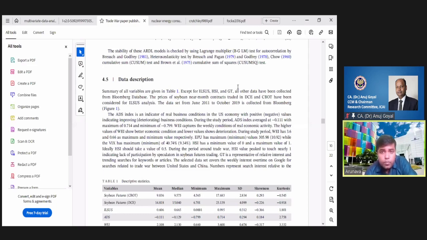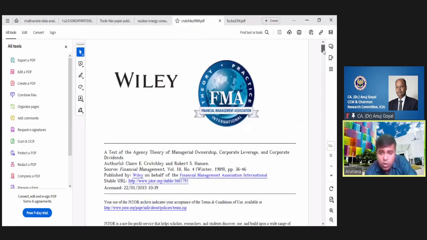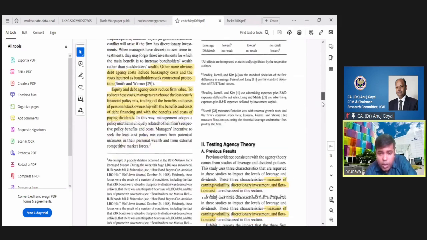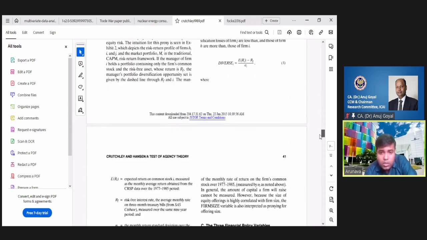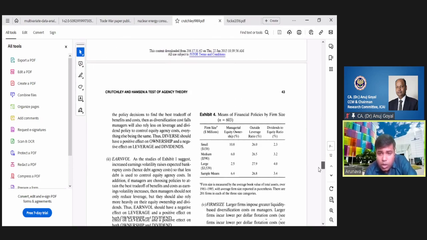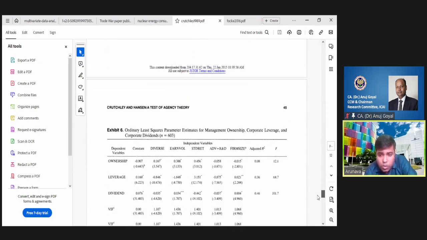So I'll just open any paper. This paper is from 1989, the test of agency theory of managerial ownership, corporate leverage, and corporate dividends, right? So this is a very good paper that we can look into. And we can see that anywhere a regression is done, they will try to show you the relationship between them, and they will try to justify the model by using the R square value. See, the adjusted R square values are given, right? Different adjusted R square values are given for different models. When ownership is used, when leverage is used, when dividend is used.